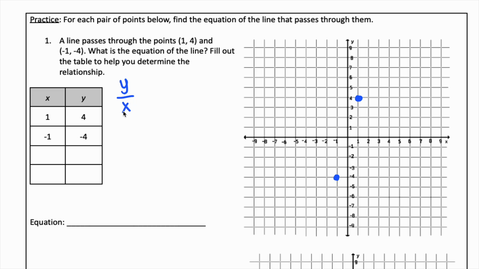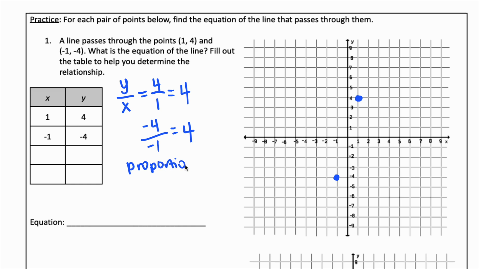If this is proportional, it should go through the origin, and all of the y over x's should be equal. So if I plug them in, I have 4 as a y value over its x value of 1, and that equals 4. Then I have -4 over -1. And a negative divided by a negative is a positive. So notice how I got the 2 same answers, right? So since those 2 points that are going to make my line have that same ratio of y over x, that means that I can safely say this is going to be proportional.